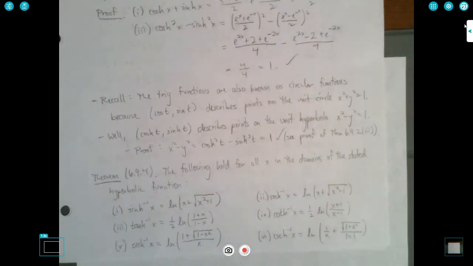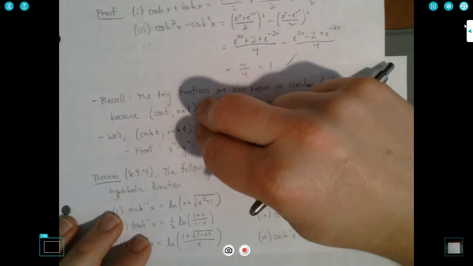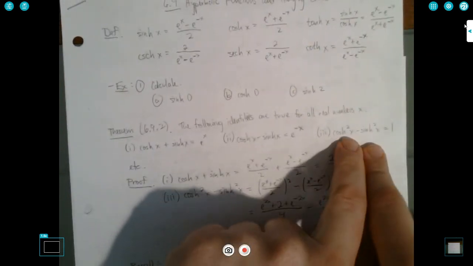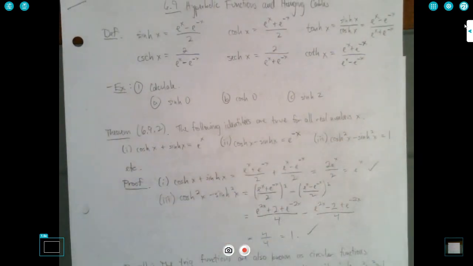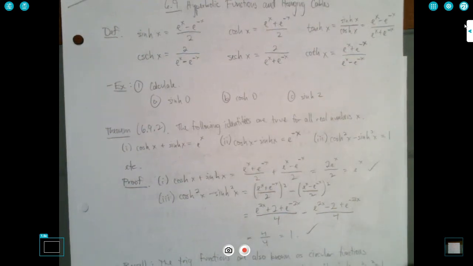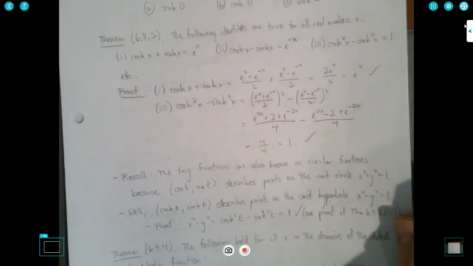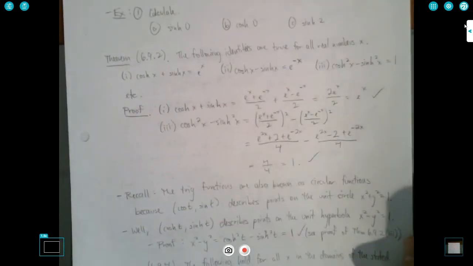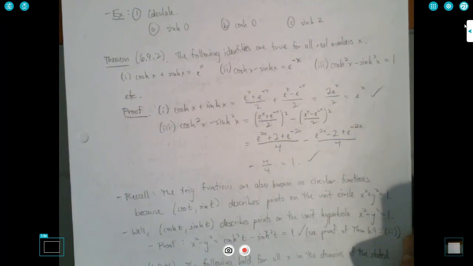And that's why these things are called hyperbolic functions. They're called hyperbolic functions because cosh t, sinh t describes a point on the unit hyperbola. We give them similar names to the trig functions because they have so many nice properties that are so similar to the trig identities, right? Anyway, so that's a basic introduction to these hyperbolic functions.